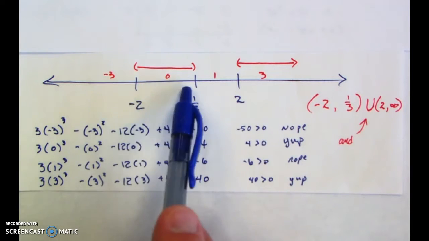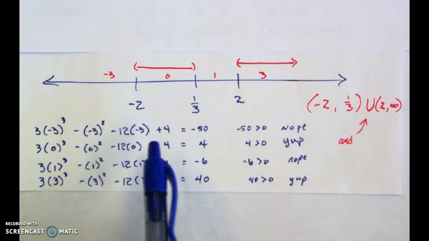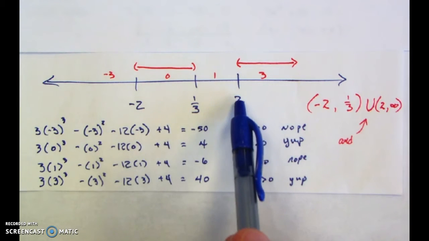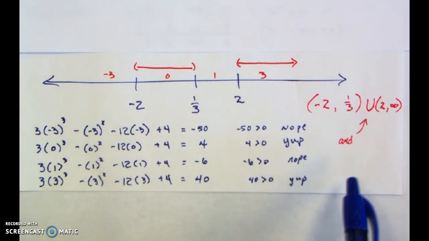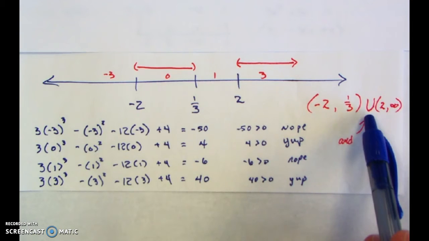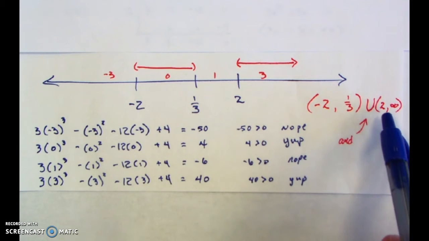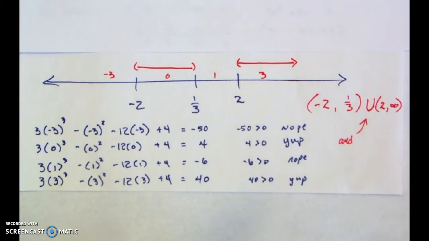So what we end up with is any of the values in between -2 and 1/3 are going to be solutions for this, in addition to anything greater than 2. So that's where we can use a union symbol and say, I have all these that make this true, and I have all these values that make this true.